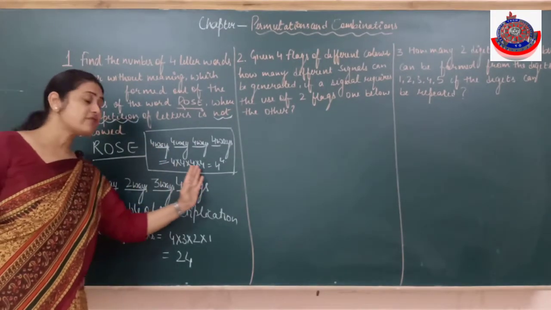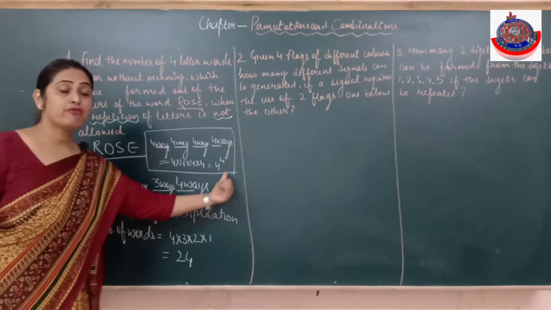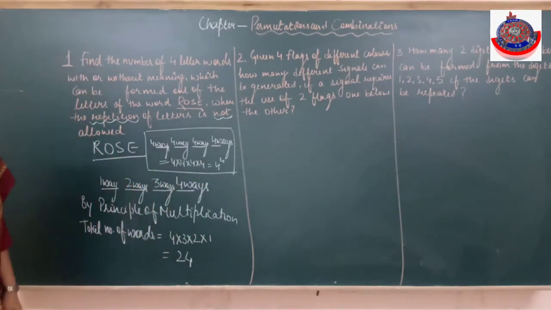So that means the number of words which can be framed when the repetition is allowed will be 4 raised to power 4. Is it clear? 4 raised to power 4. I hope it's clear to everyone. Clear? So again, the questions are very easy. The only thing is that you just have to think. Make it easy. Now read the next one.